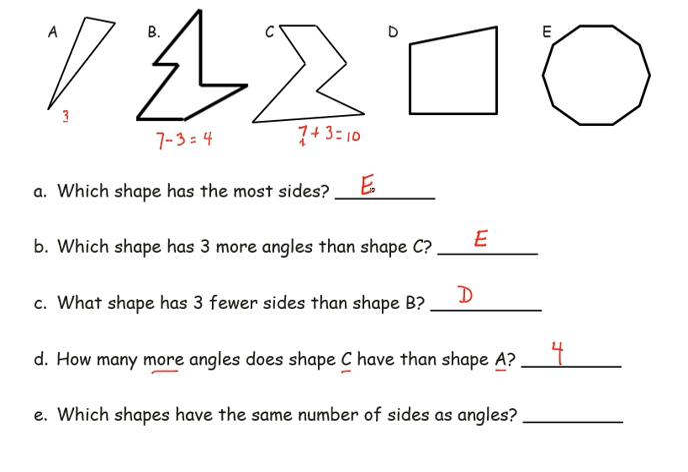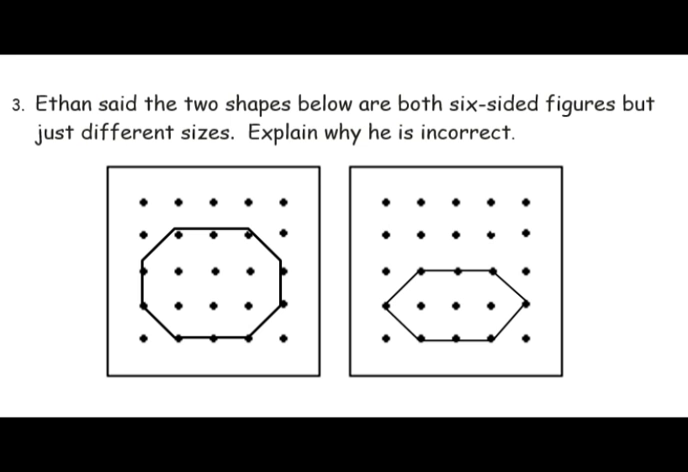And the last question says, which shapes have the same number of sides as angles? And you can see that pattern again, that all shapes have the same number of sides as angles. And our last question says, Ethan said the 2 shapes below are both 6-sided figures, but just different sizes. Explain why he is incorrect.